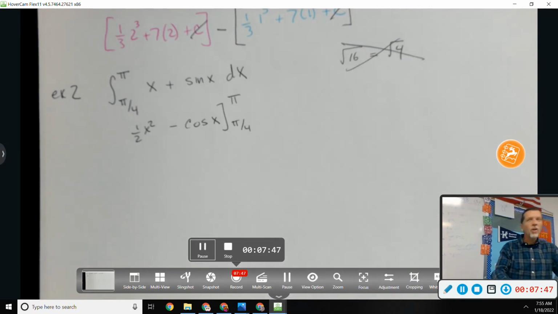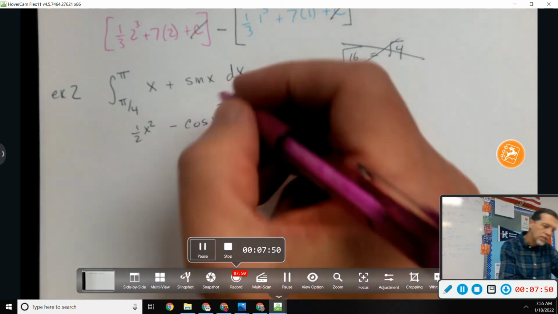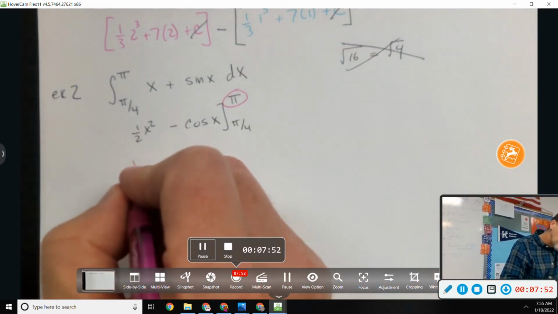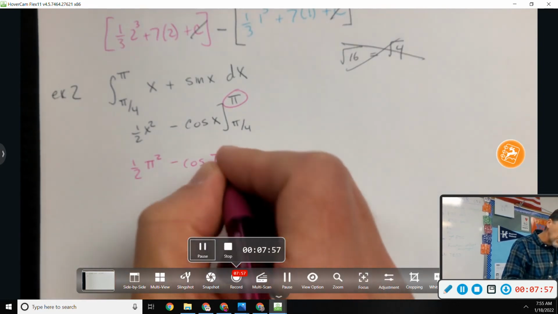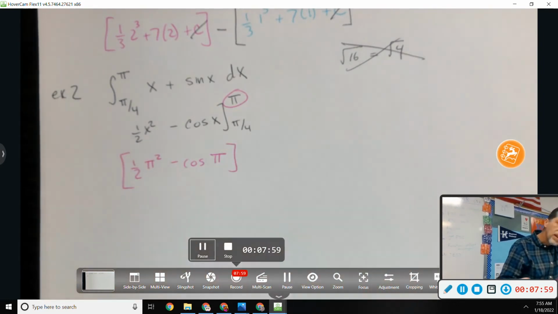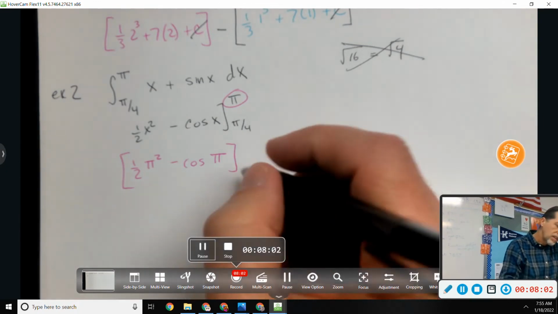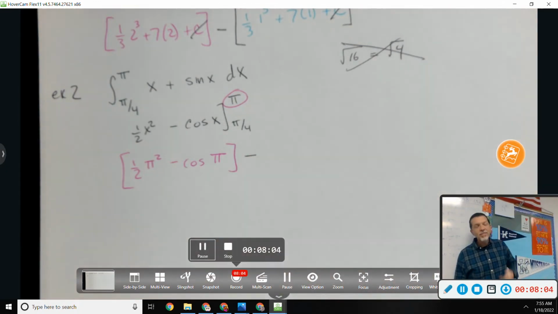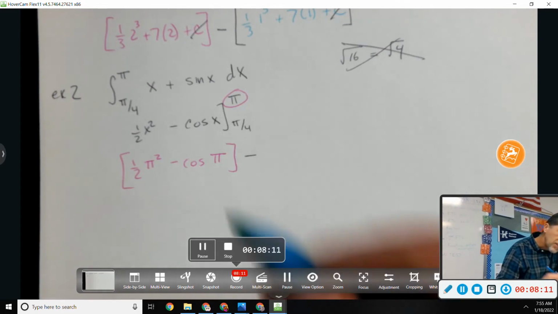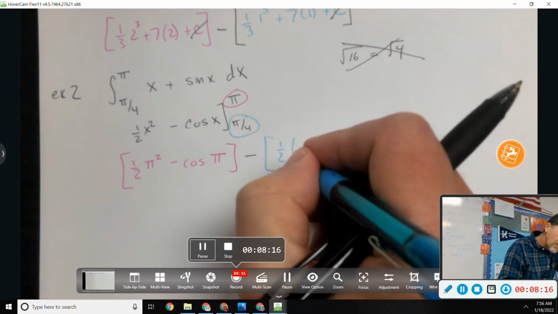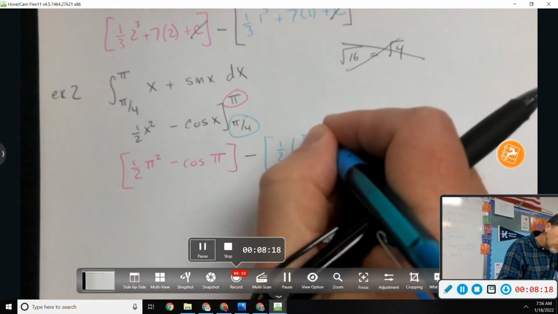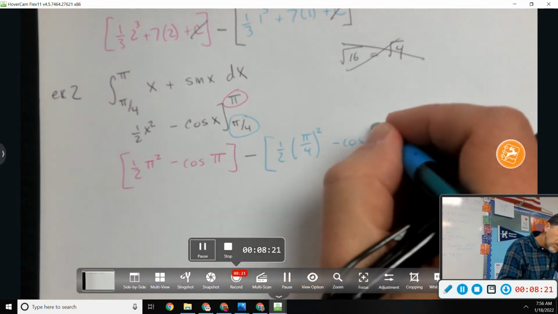And again, it's always the top one minus the bottom one. So let's plug in the top one. And there's lots of safe stopping going on here, or there can be, because I don't know what pi squared is. You can even safe stop cosine of pi. I hope you know what cosine of pi is, but you can safe stop that. So top limit minus bottom limit. So 1/2 pi over 4 squared minus cosine of pi over 4.